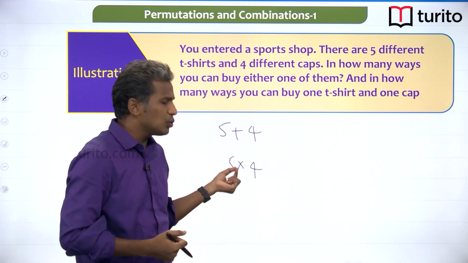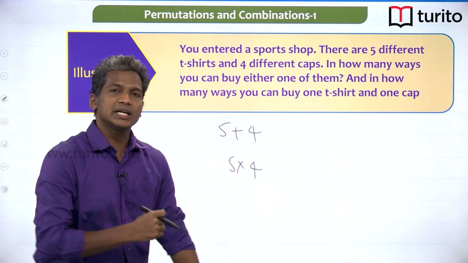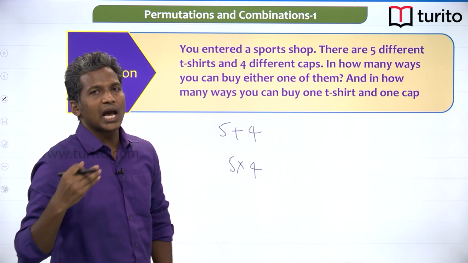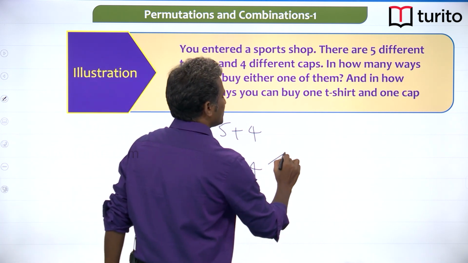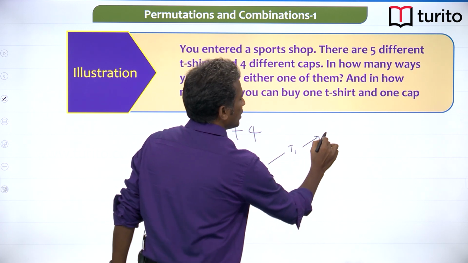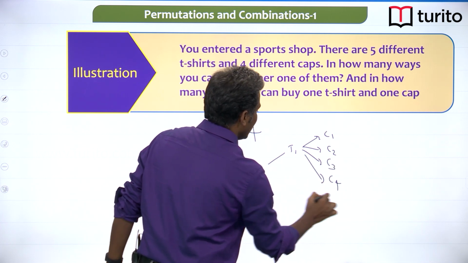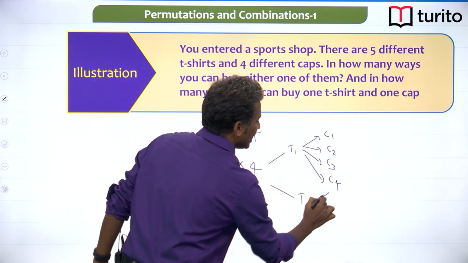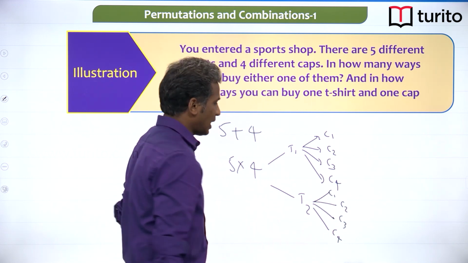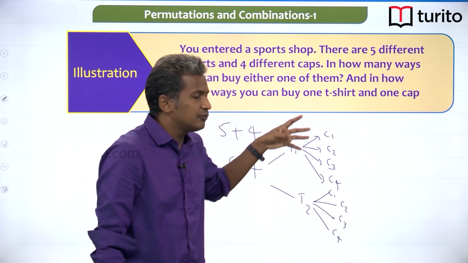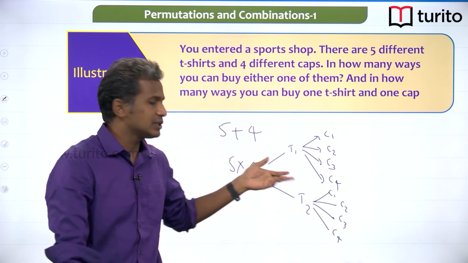Now, if you get micro into this 5 into 4, what does it actually mean? If you number t-shirts as T1, T2, T3, T4, T5, caps as C1, C2, C3, C4, then you have so many options here. For T1, you have C1 as option, C2, C3, C4, and again when you take T2, again you have 4 options here, C1, C2, C3, C4. Okay. So, like this, for every one t-shirt you have 4 options for the caps. So, if you count all of them, you will get 5 into 4, which is going to be 20.